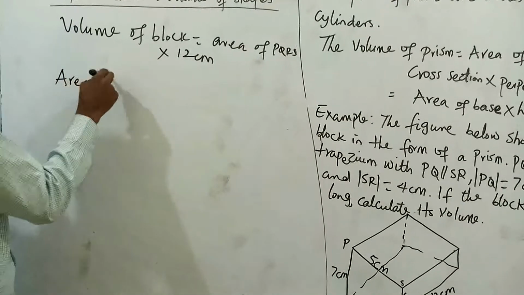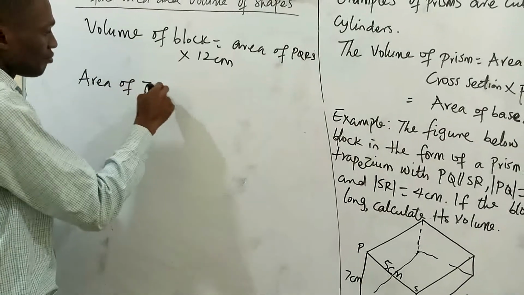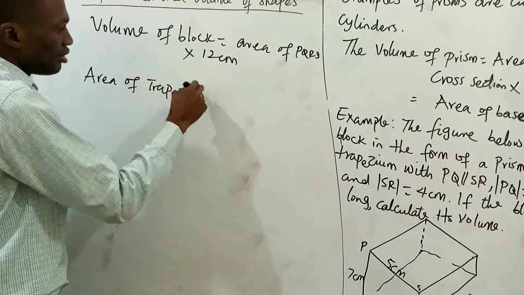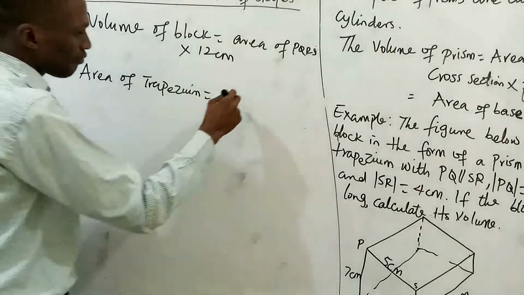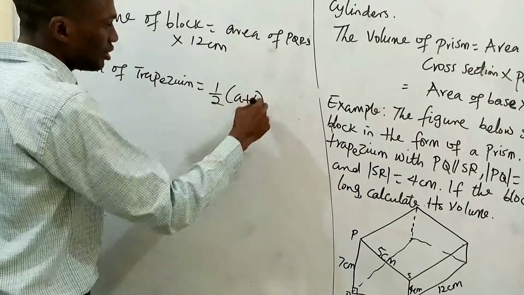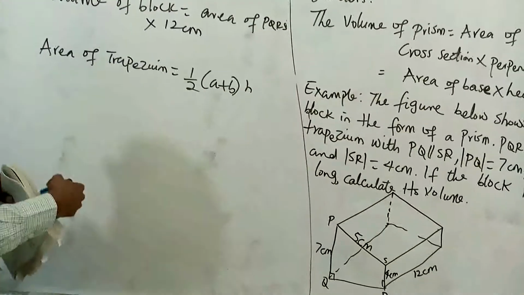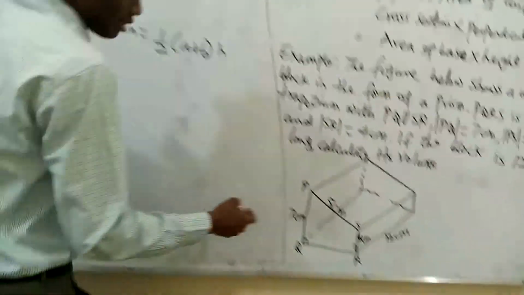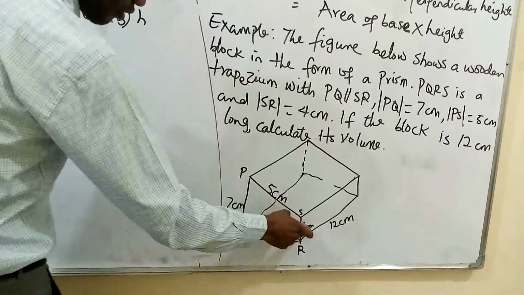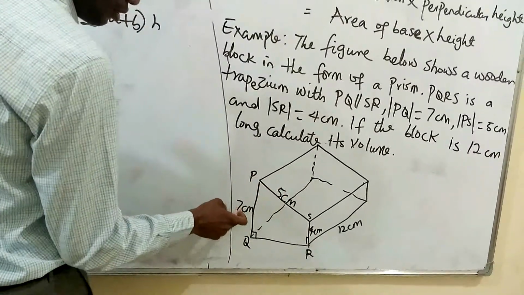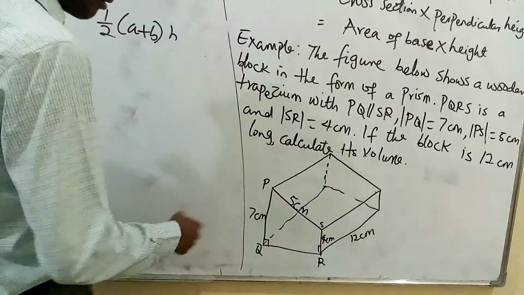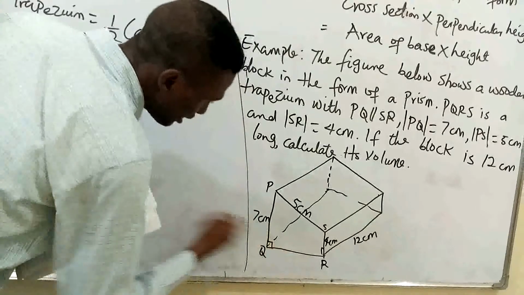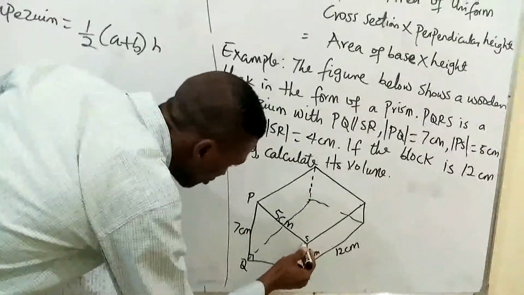Area of trapezium is given as 1/2 A plus B times height. Half A plus B times height. Now, in this trapezium, we have our A, we have our B, but the height is not given. The height should be this side, and it's not given. So we make this demarcation.